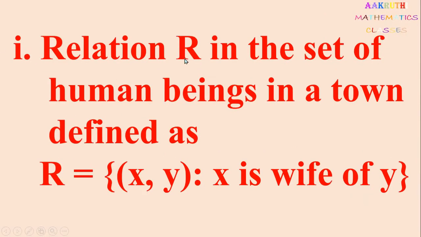So next question: relation R in the set of human beings in a town defined as R equal to the set of all (x, y) such that x is wife of y. We already discussed this. Here the relation is wife of.